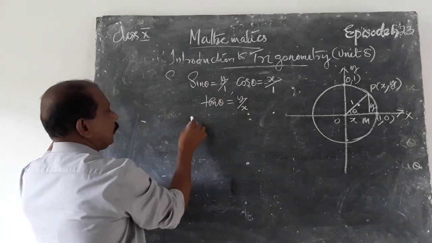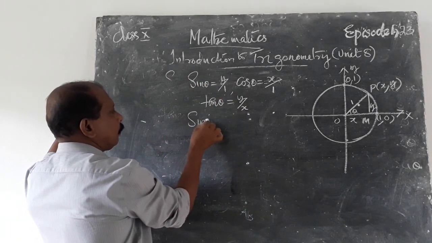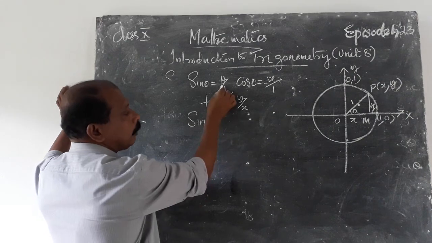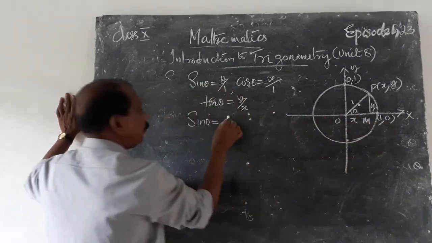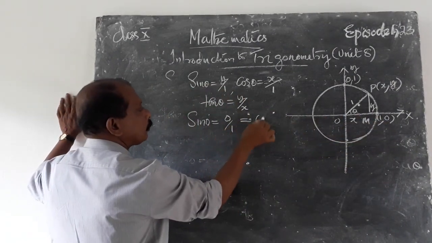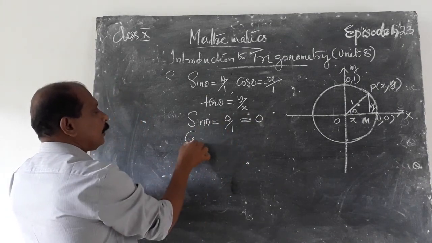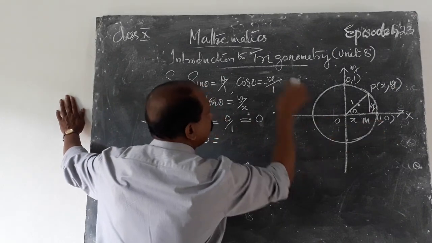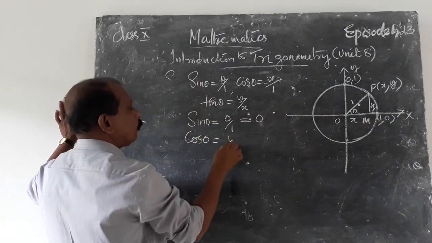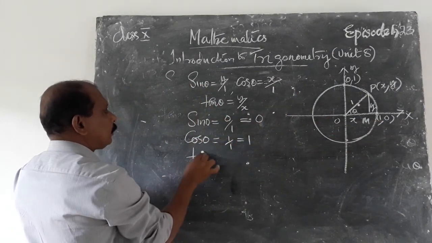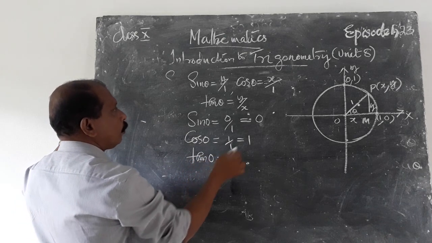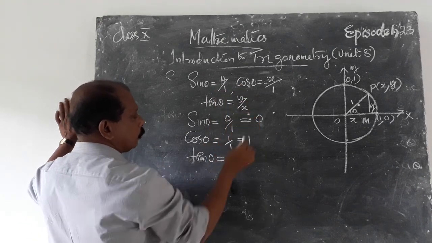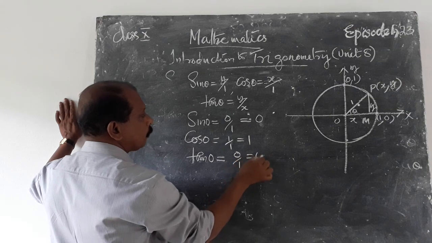Therefore, in this result, theta is 0, therefore sin 0. What is y? 0. That is 0 by 1, which is equal to 0. Cos 0 is equal to x, 1 by 1, which is equal to 1. Tan 0 is equal to y by x, 0 by 1, which is equal to 0.